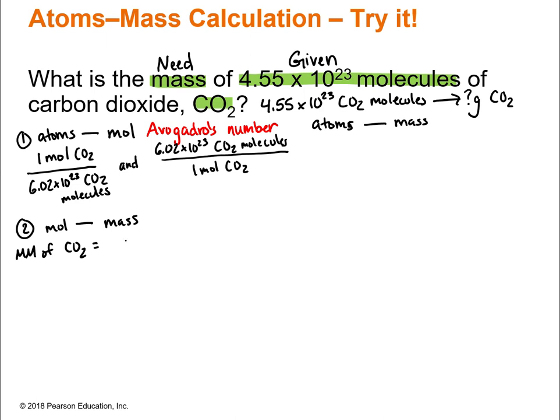Carbon dioxide has one carbon, that's 12.01 grams. And there's two oxygens. I estimated them at 16, a little bit easier on the math. That's 44.01 grams per mole. If you use the 15.999, then you'll just be like a couple of thousandths different. Not at all a big deal.